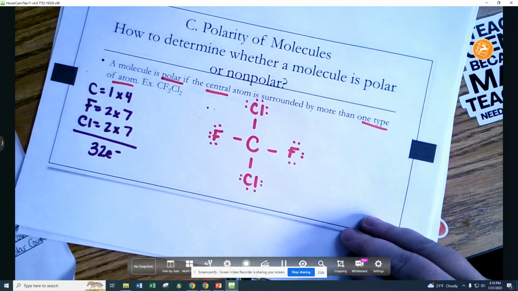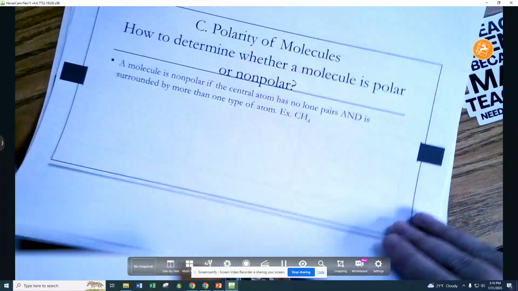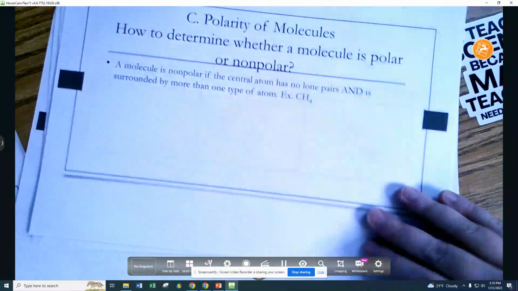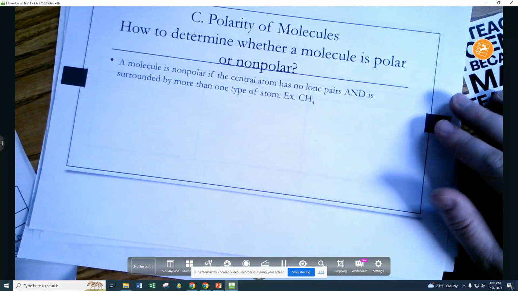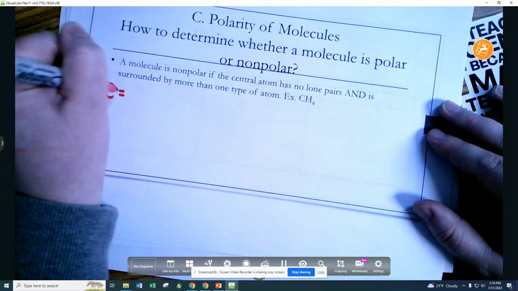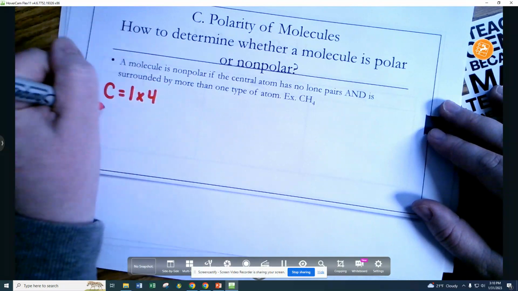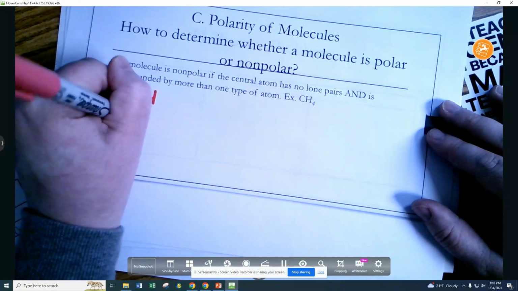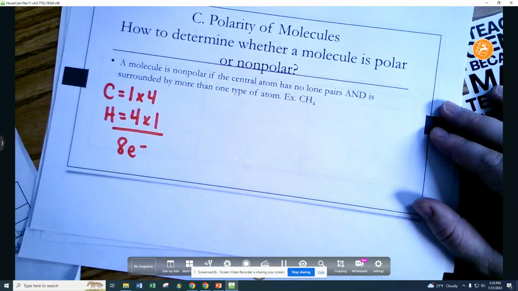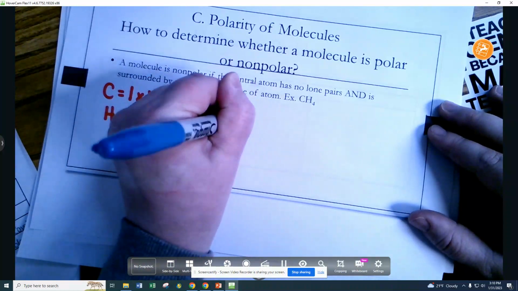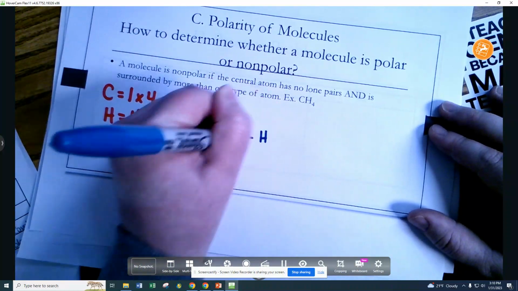So there is only one situation in which your molecule is going to be nonpolar, and CH4, carbon tetrahydride or methane, is an example of that. We know at this point carbon has 4 valence electrons and we have 4 hydrogens each with 1. Therefore our molecule has 8. Carbon must be the central atom, and we're going to surround it with the 4 hydrogens.